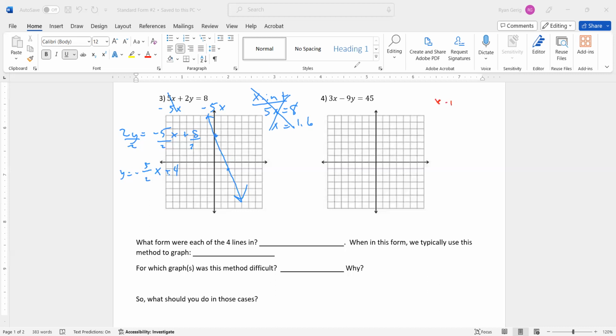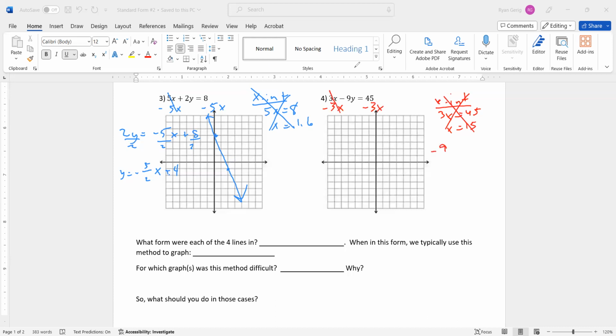Last one here, the x-intercept. Cover up the y. Divide by 3, x equals 15. And that is another problem. 15 is way over here on my graph. Doesn't fit on my graph. What are we going to do? Well, I am going to do the same thing I did with number 3. I'm going to subtract 3x.